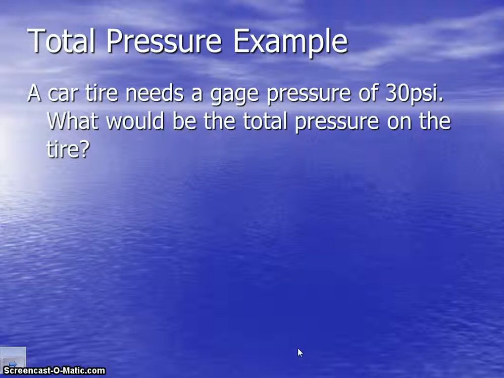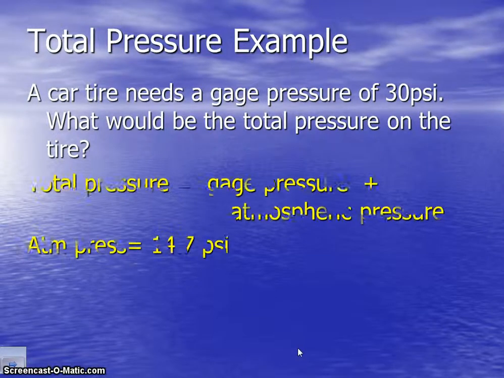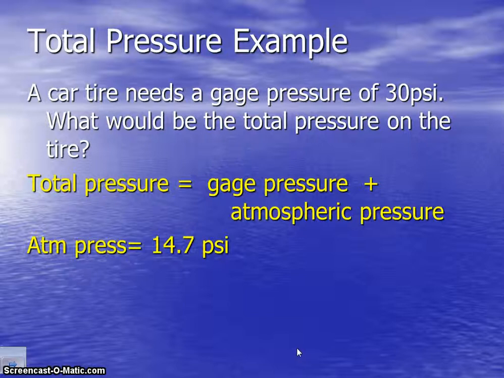A car tire needs a gauge pressure of 30 psi. So that's what your tire needs to read. What would be the total pressure on the tire? Okay, if we know it's 30 psi, that means we have to use 14.7 psi for the atmospheric pressure. And we know that for total pressure, you have to add gauge pressure and atmospheric pressure. So that's what we're going to do here.